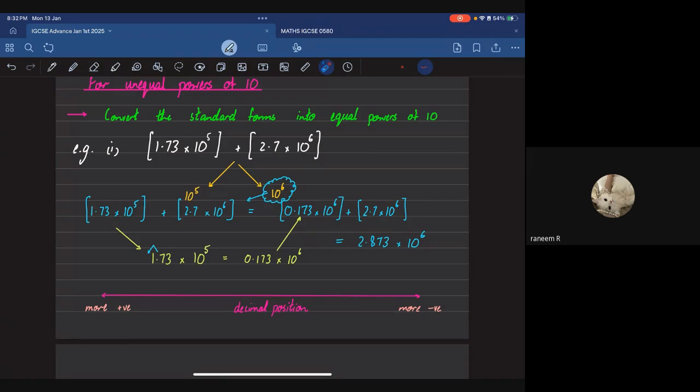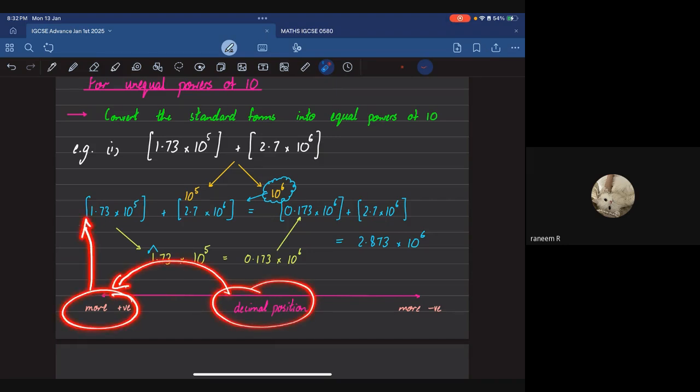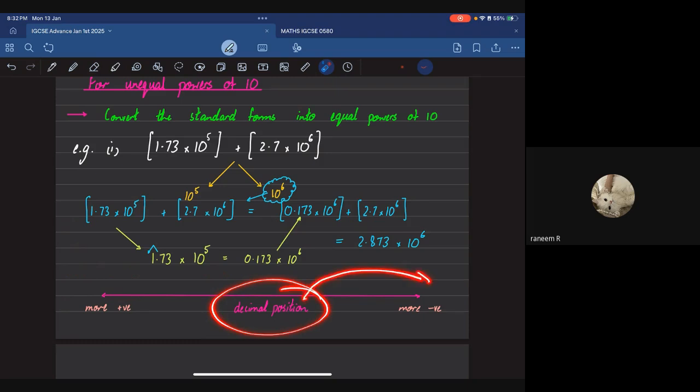Clear, Rani? Now, in order to do that, we have seen that as we move our decimal position to the left, the decimal becomes more positive. That means it increases. 5 becomes 6 and 7 and so forth, more positive. And as we move the decimal position to the right, the decimal becomes more negative. So 5 will become 4, minus 3 will become minus 4 and so on.